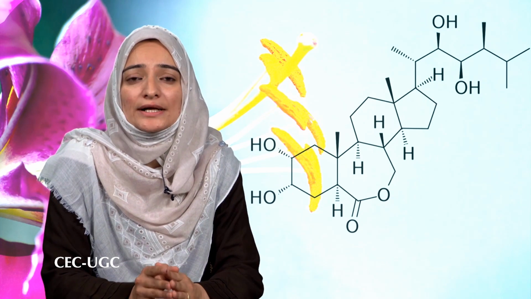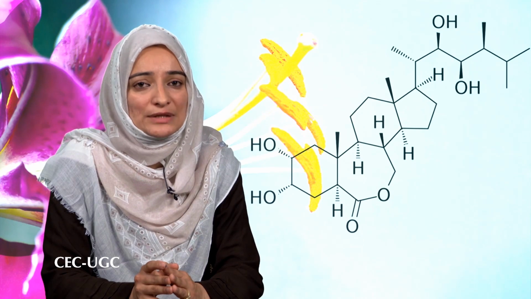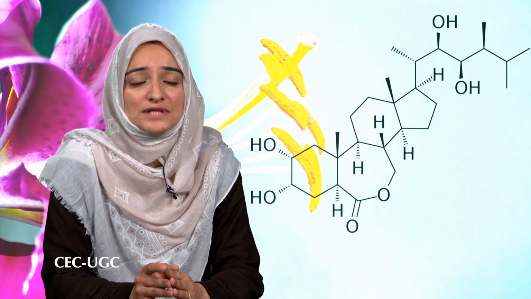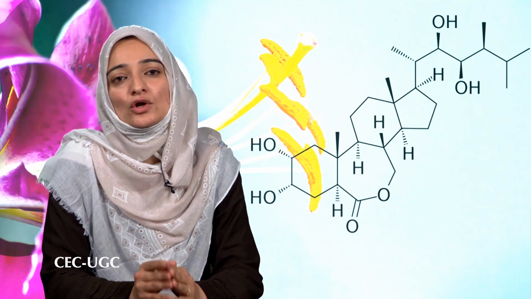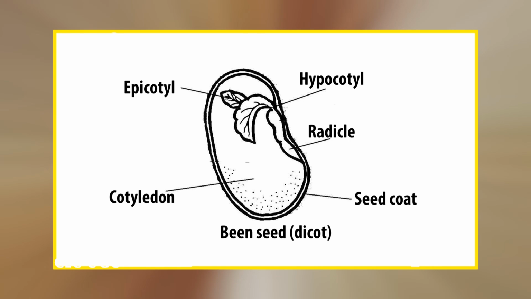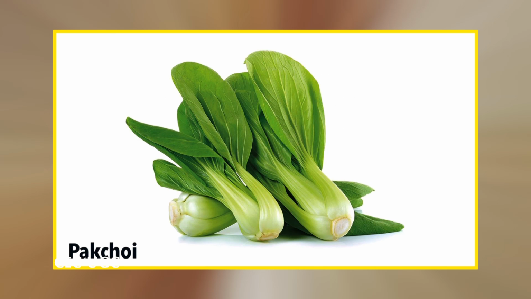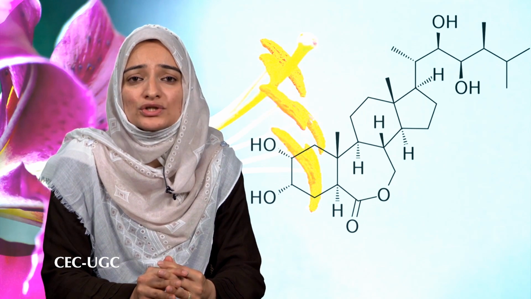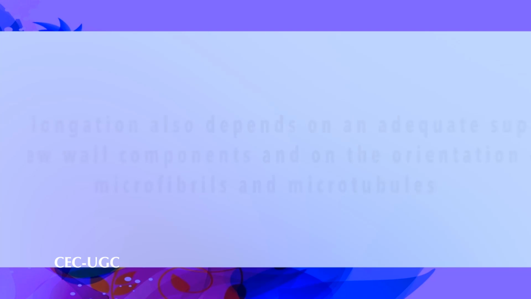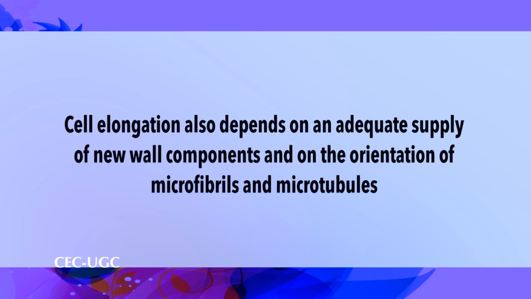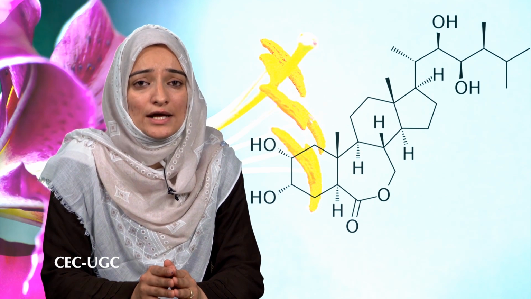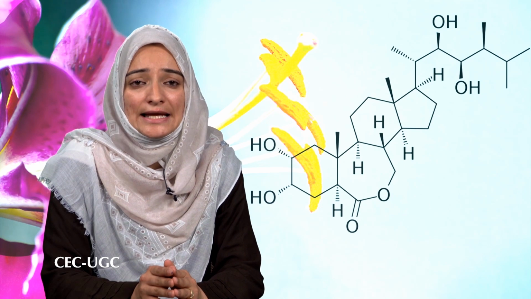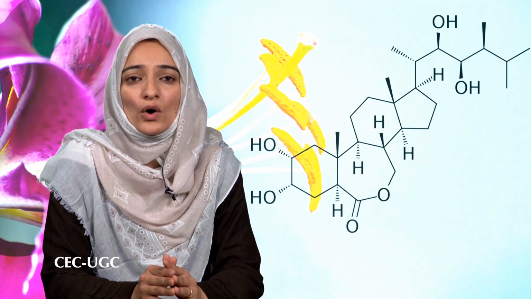Since the number of cells in the elongated organs of the mutant was about the same as that in the wild type, the organ elongation by brassinosteroid application was not by increasing the rate of cell division but by enhancing cell elongation. Brassinosteroids have been found to stimulate hypocotyl elongation in pak choi by increasing wall relaxation and a passive dilution of the osmotic potential of the cell sap. Cell elongation also depends on an adequate supply of new wall components and on the orientation of microfibrils and microtubules. Indeed, brassinolide alone or in combination with auxins enhance the percentage of transversely oriented microtubules.